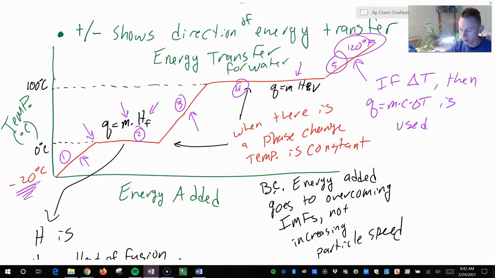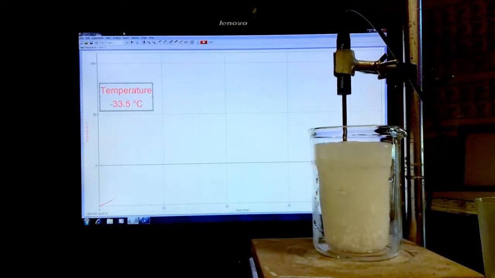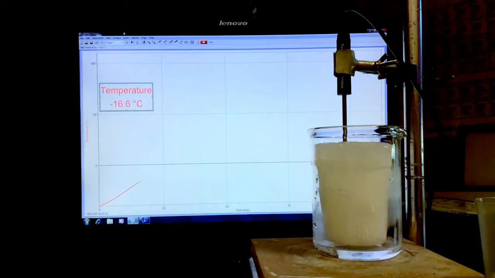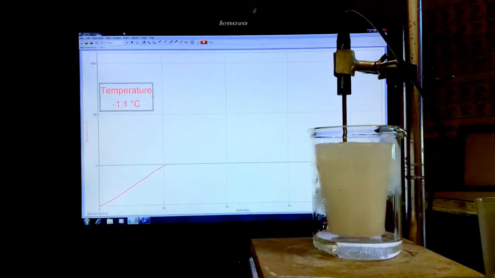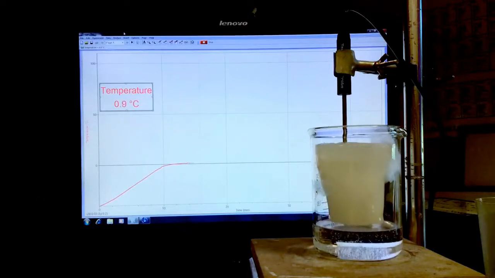And so let's see some data for that right now. All right, here we have our energy transfer diagram. Notice how it's undergoing temperature change right now. It's below the freezing point of water. Notice what the observations are off to the right.